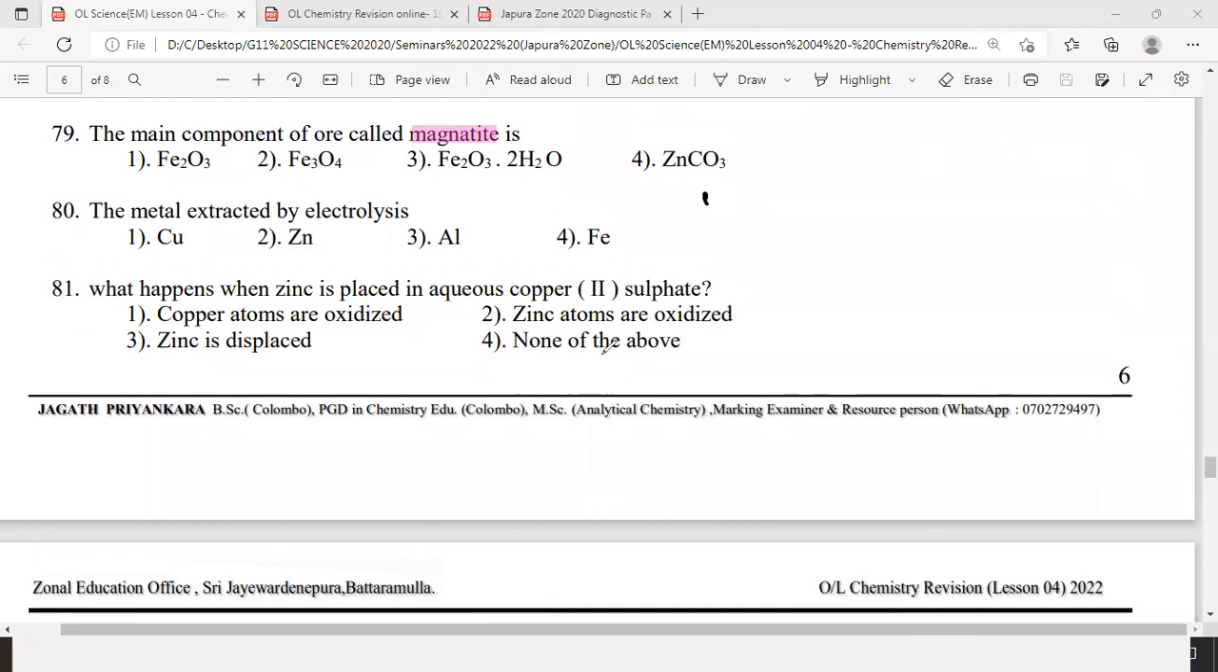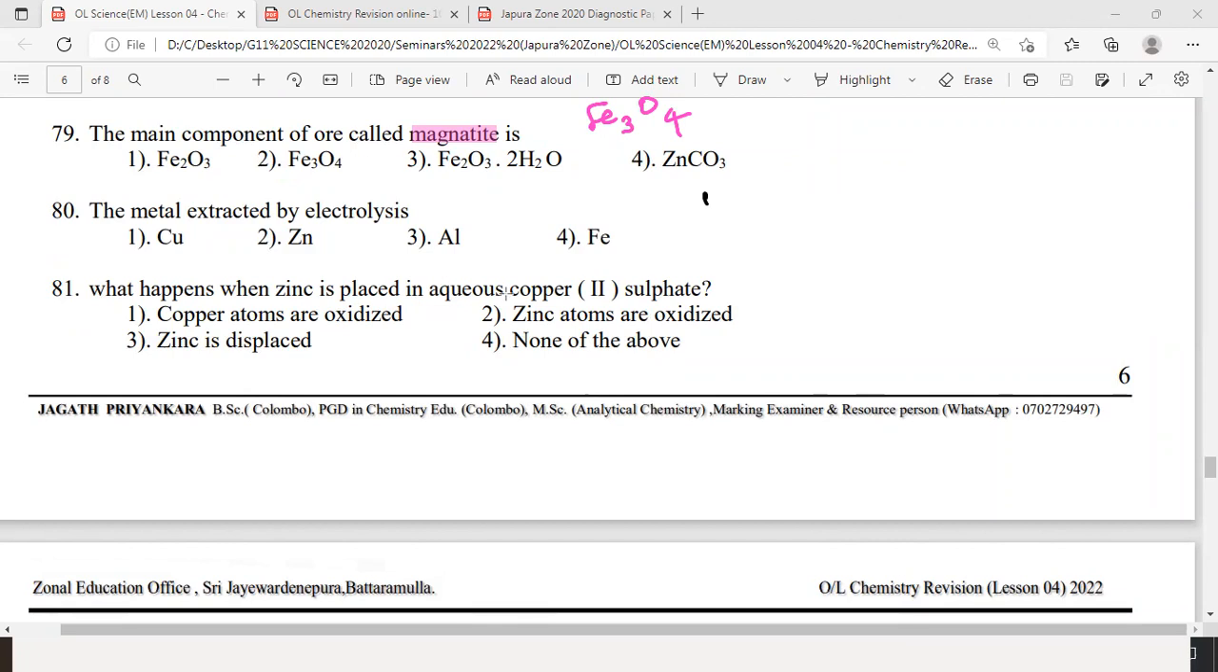So the chemical formula of magnetite is Fe3O4. What is magnetite? Fe3O4. So what is hematite? Fe2O3. Hematite is the first one, and magnetite is the second answer. What is magnetite? Fe3O4. So the answer is second. Those who got the answer, very good. Question number 79, answer is second. Very good, Raven, correct.